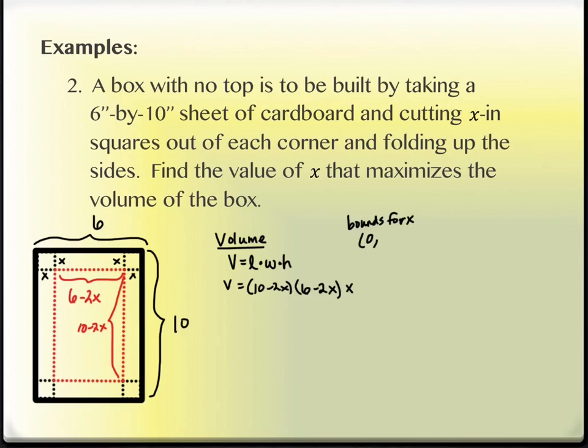What's the biggest that x could be? What can we not exceed? 3. And how'd you get 3? Half of 6. It's half of 6. Because I'm cutting x from both corners. There's 6 across. It's half of 6. If I actually did that, I'd have to fold it up and it'd be a V shape, right? Which would not create a box either. But yeah, so my answers, whatever I find, need to be between 0 and 3.